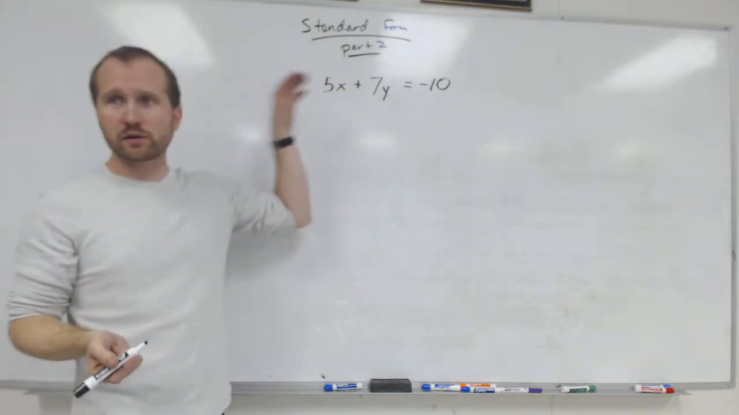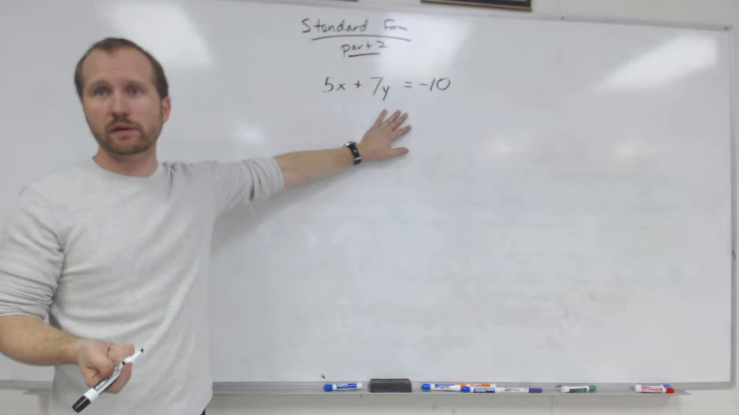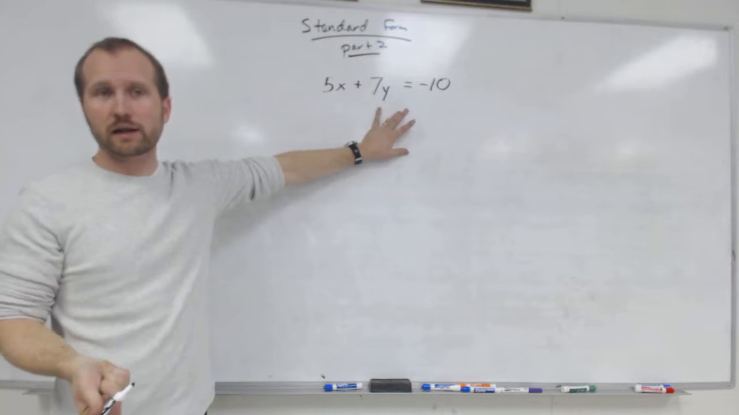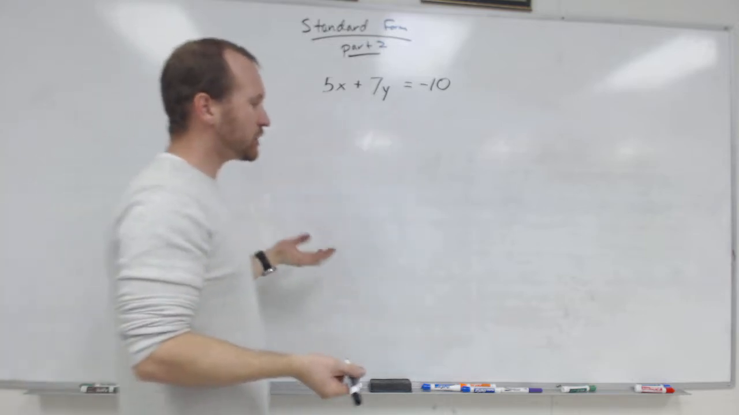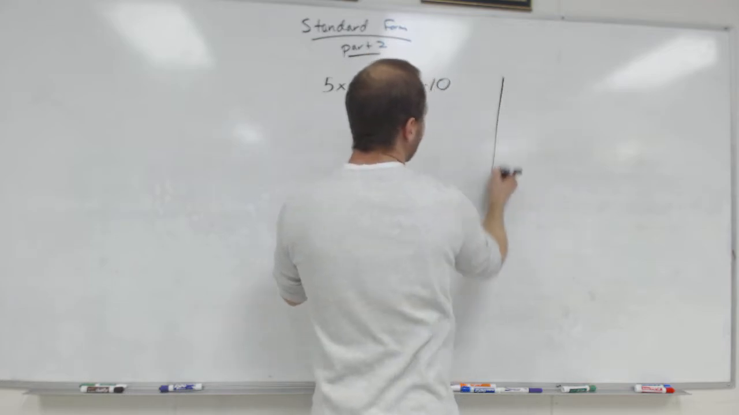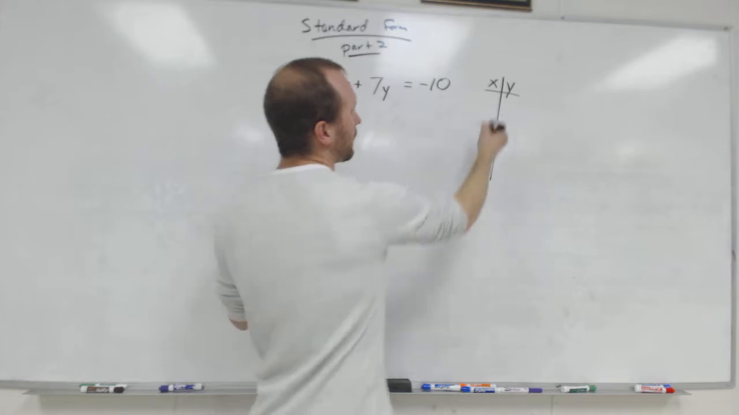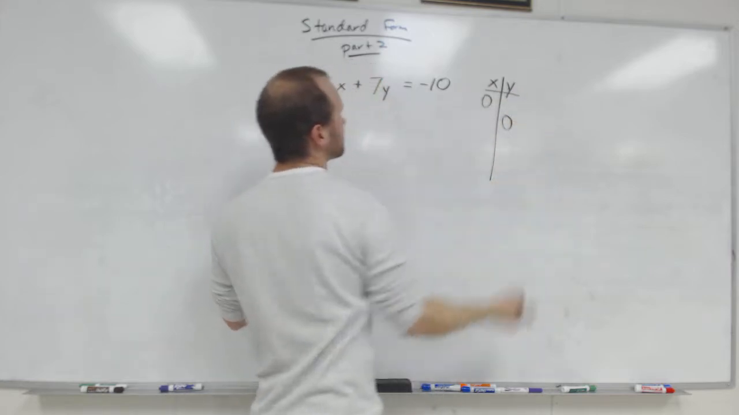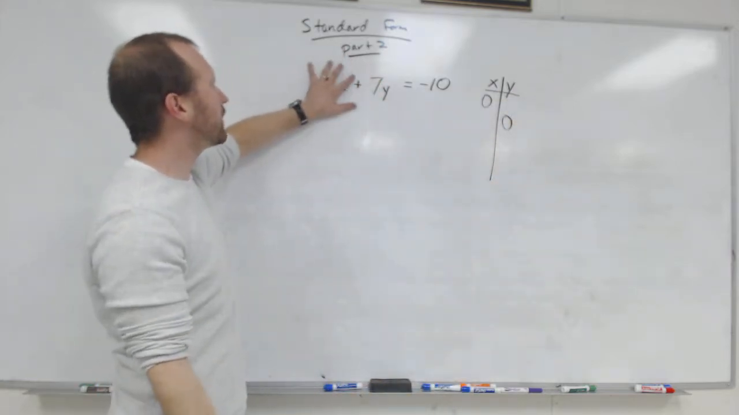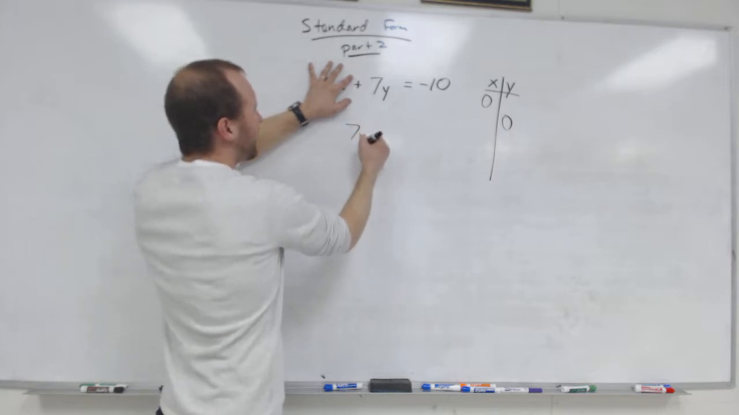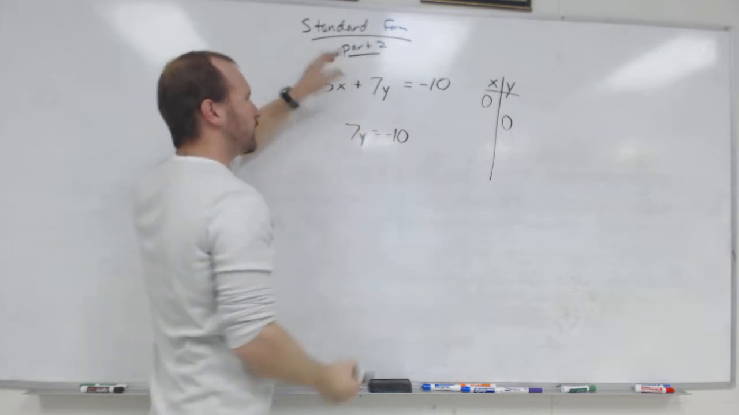I'm going to do this with the same procedure that we did before. This is kind of the most important thing. I'm not changing anything from what we did yesterday. It's just we're going to have things that don't work out quite as well. So for example, if x is 0, now I have 7y equals negative 10. So what is y?